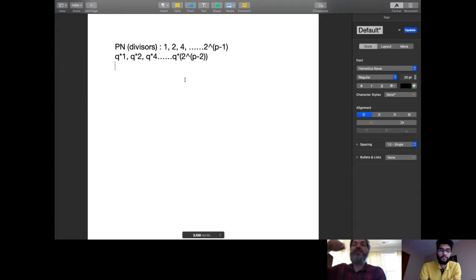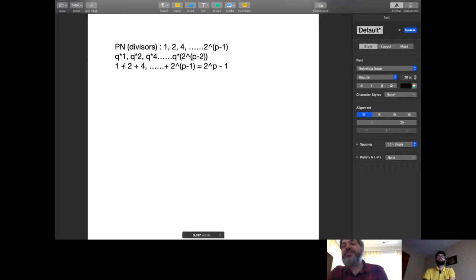We know it's exactly the next power of 2. So let's take the sum, with pluses between the numbers, and then equals. What's the next power of 2? It would be 2 to the p, but then minus 1. So again, it's our number q. You can add one more equality after 2 to the p, and it's q.